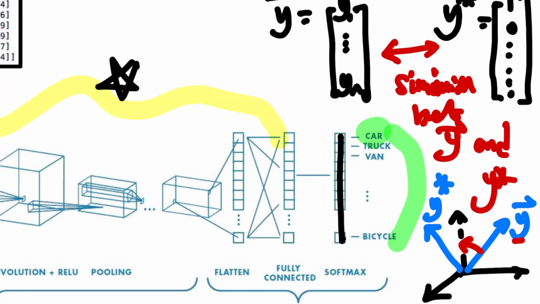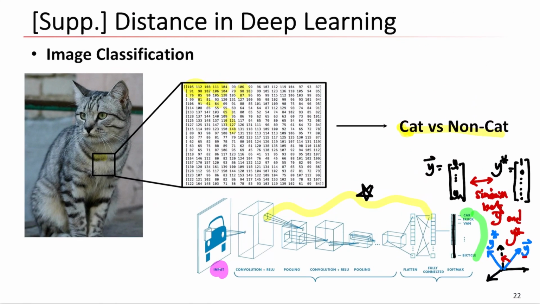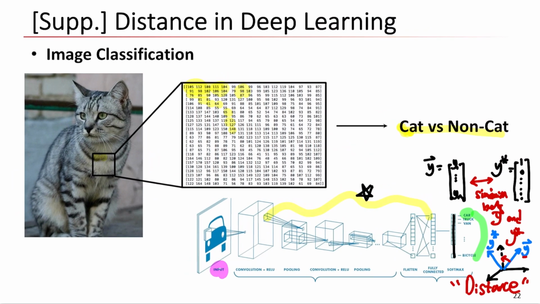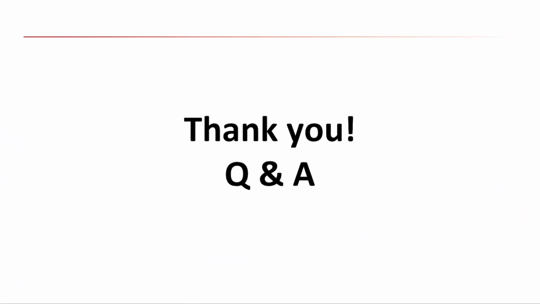To make this output close to y star, we have to use the distance concept, which was defined in today's lecture, though there are more variants of it. Anyway, the concept is really similar. So to train this network, we use the concept of distance. This is one application of the distance between two vectors that we discussed today. I just wanted to show you this.